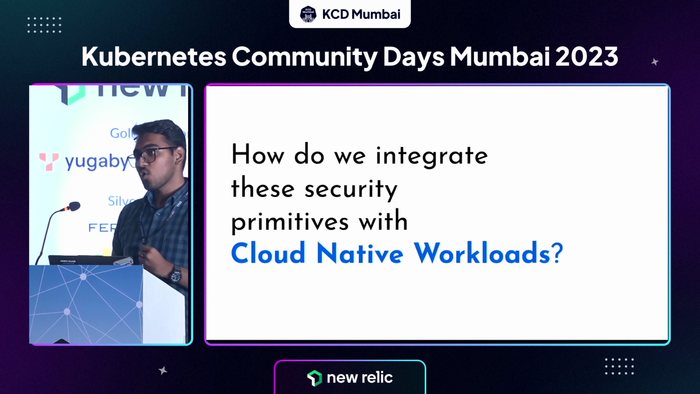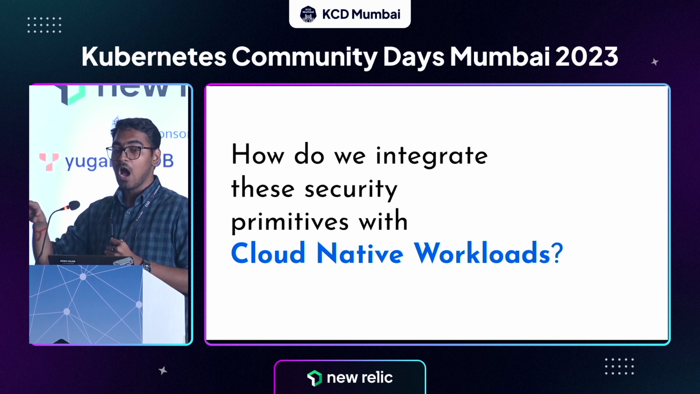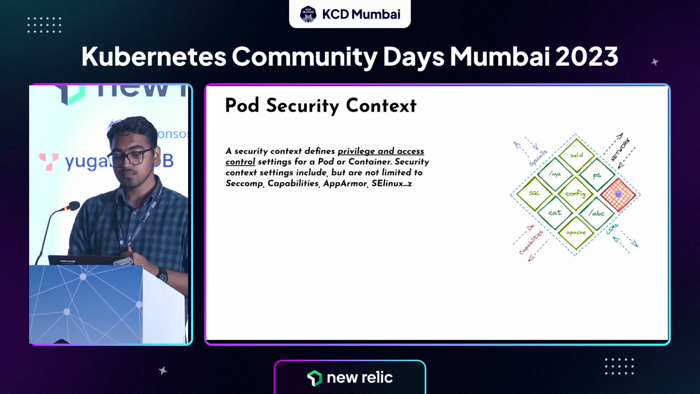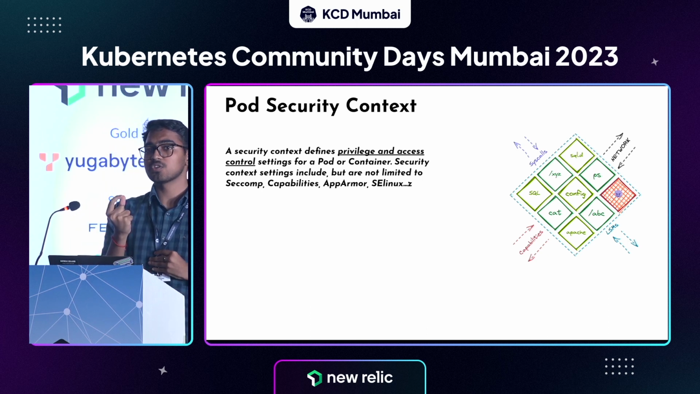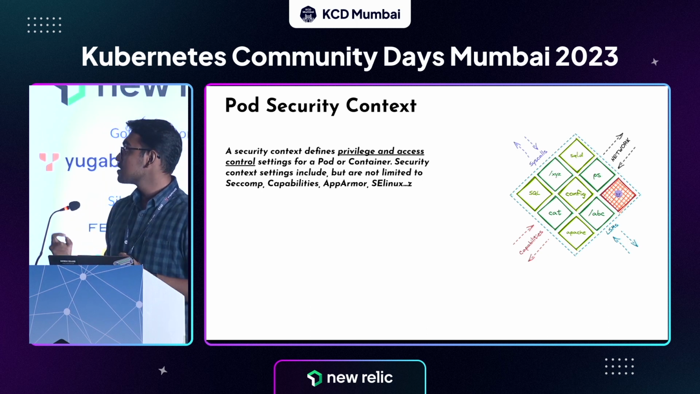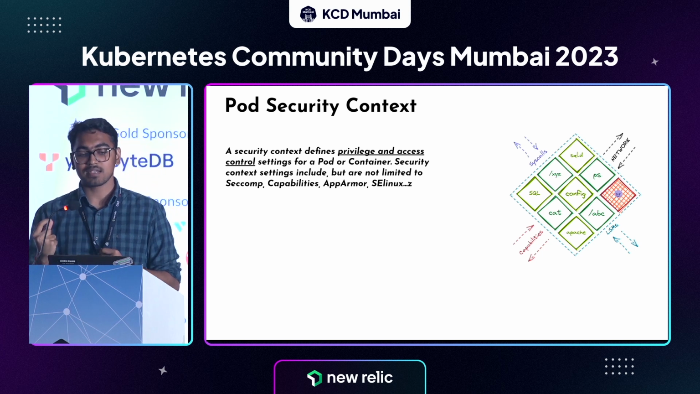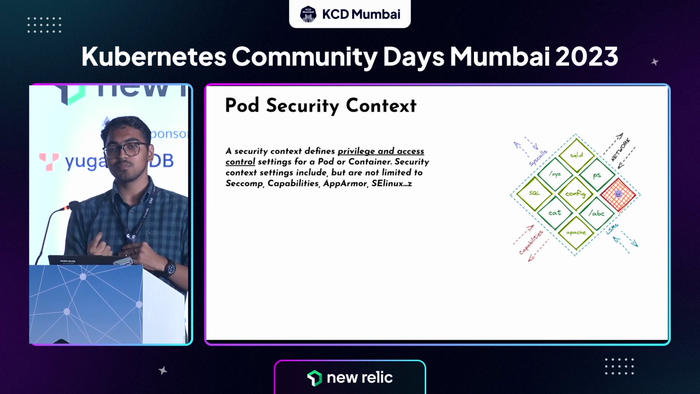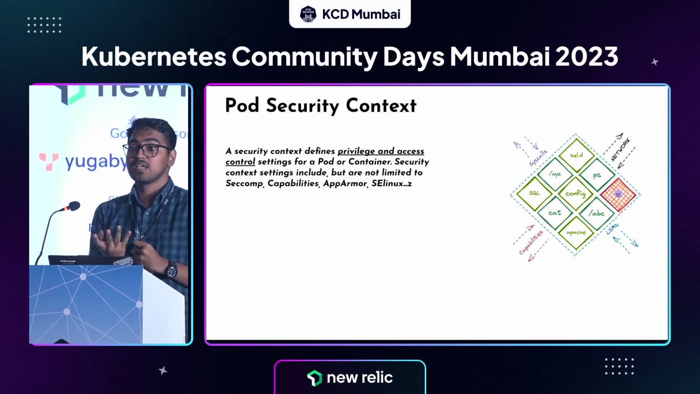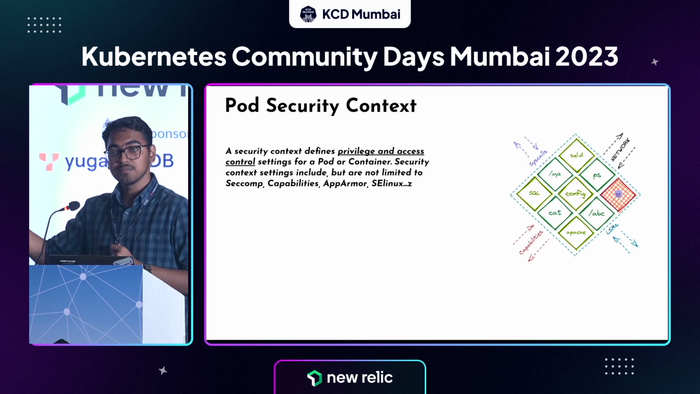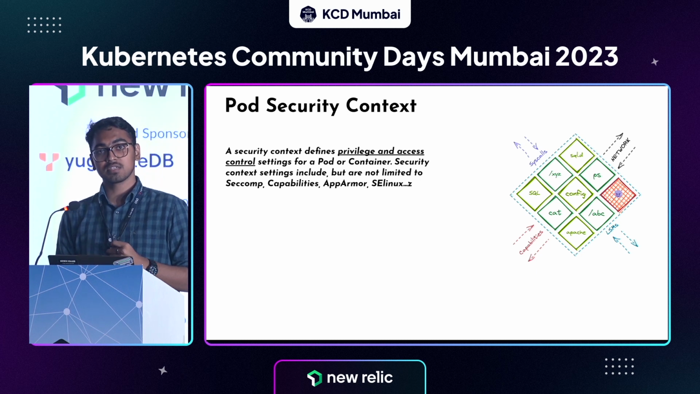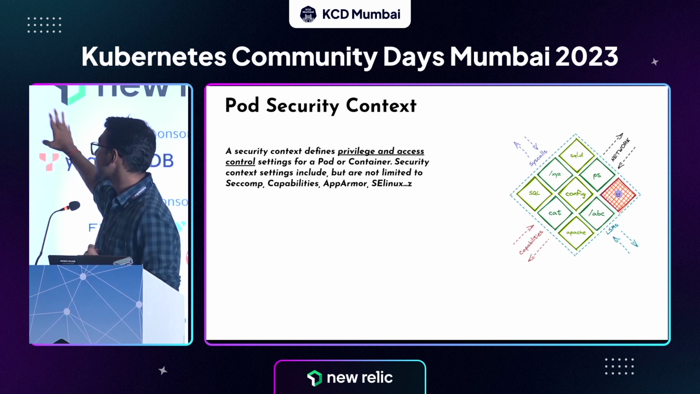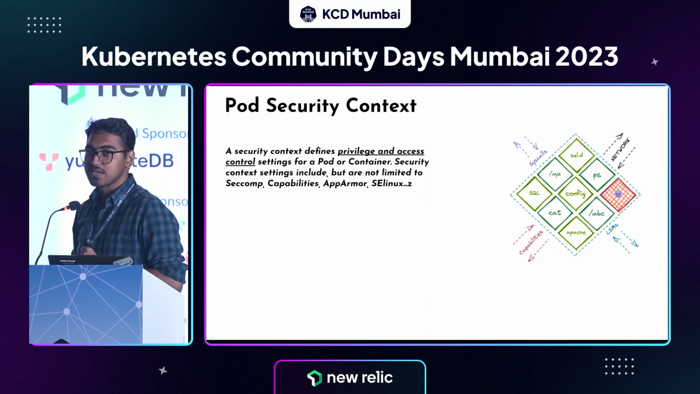But now that we have talked about these primitives, how do we exactly integrate them with our cloud native workloads? We have the Kubernetes pod security context. A security context defines privilege and access control settings for a pod or container. This includes, but is not limited to, Seccomp, AppArmor, and SELinux. AppArmor and SELinux are a kind of Linux security module, which will help us secure our containers and help us prevent this malicious actor.